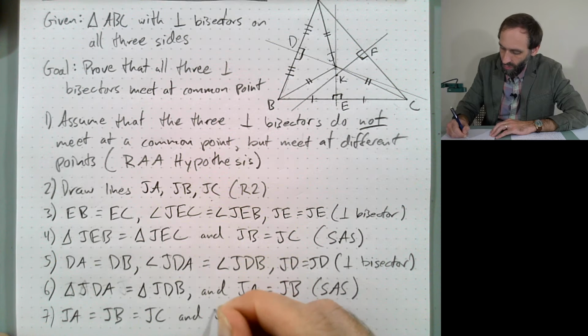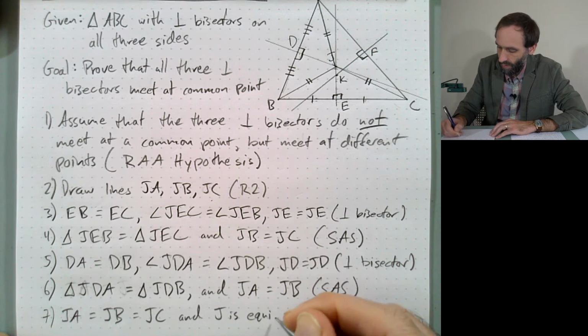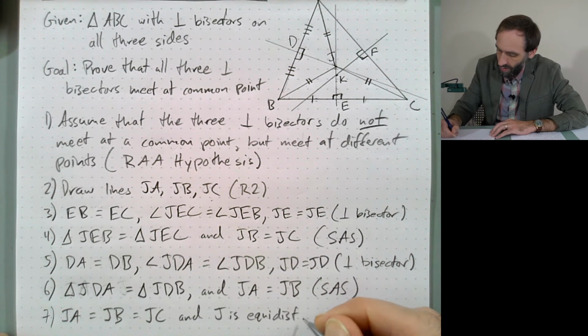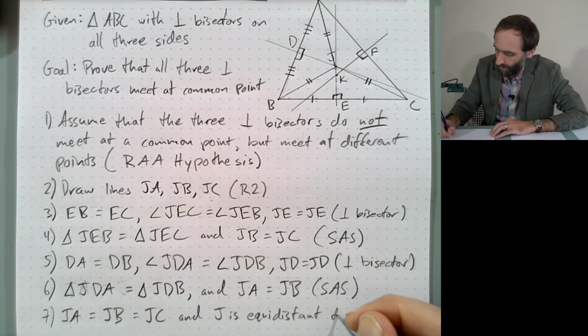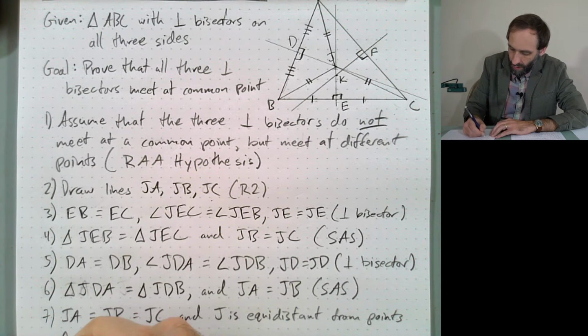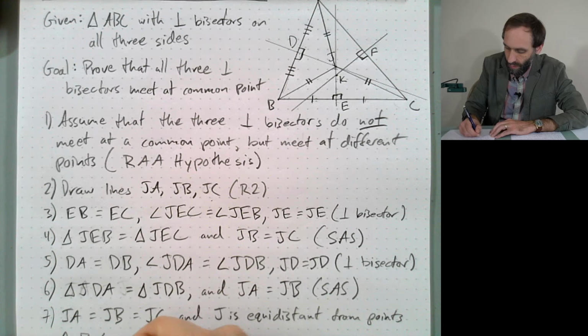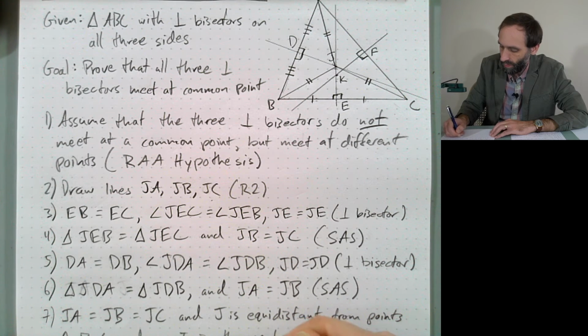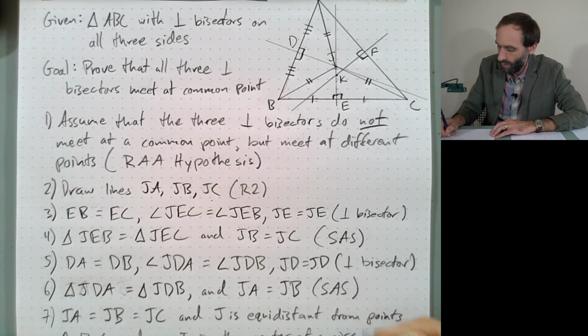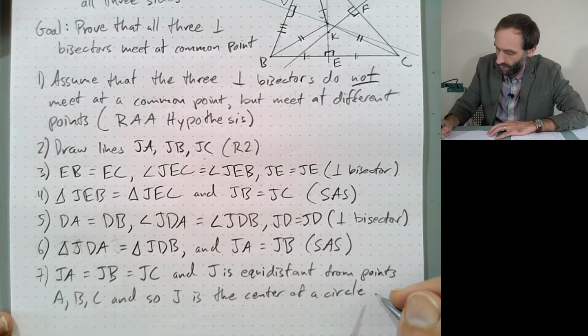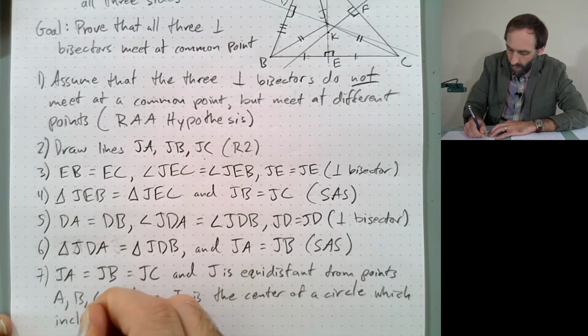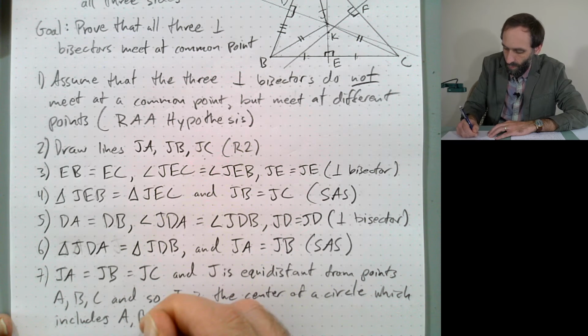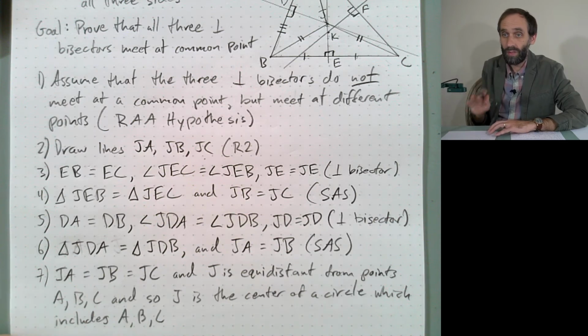So J is equidistant. That means the same distance from the points A, B, and C. And so J is the center of a circle which includes A, B, and C. Okay, so let's make sure we unpack that.